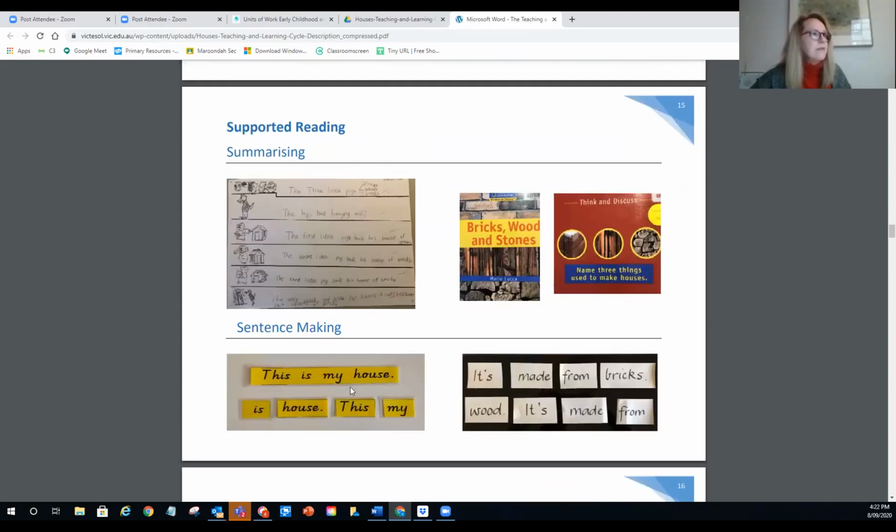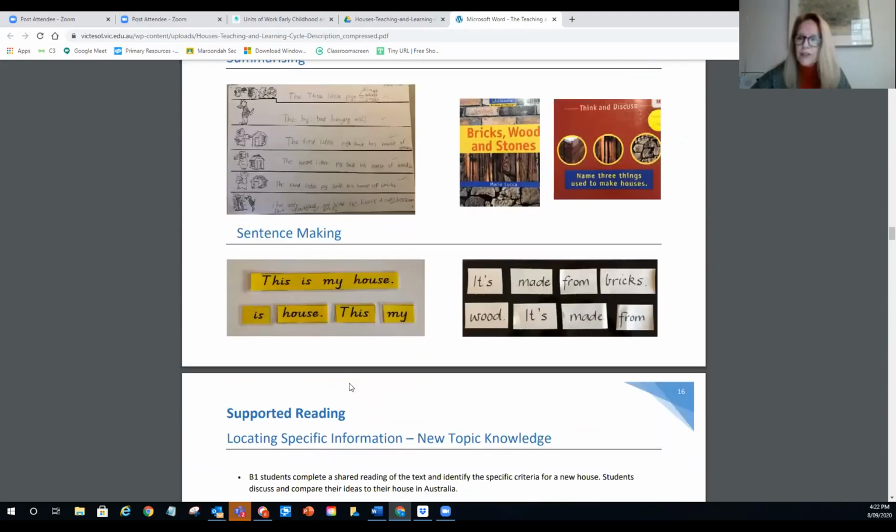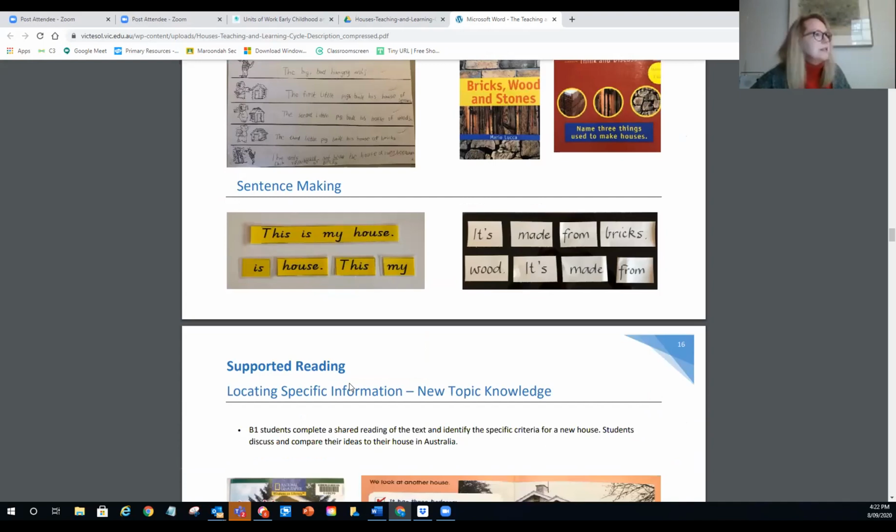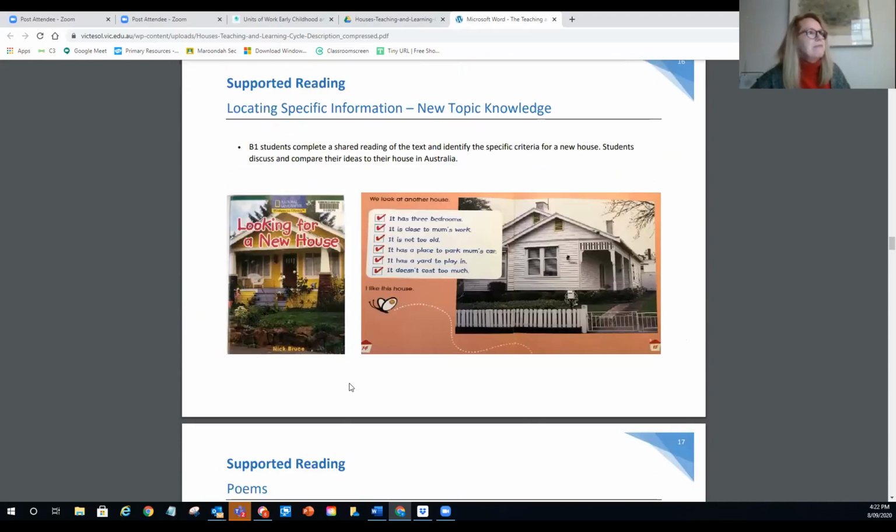Summarising, making notes from texts that you're reading, sentence making. Leah, I know you spoke about sentence making, no doubt you did too, Michelle. Locating specific information, so trying to extend the vocab and especially the specific topic vocabulary, very difficult with new arrivals. But in the higher B stages, there's more of an opportunity to build on that, to build a bit more specific language, specific vocab really around housing.